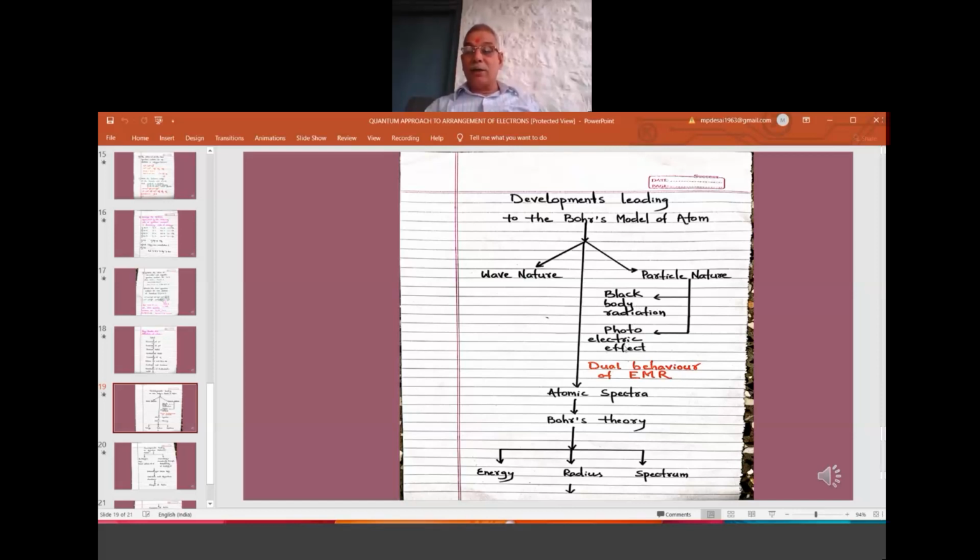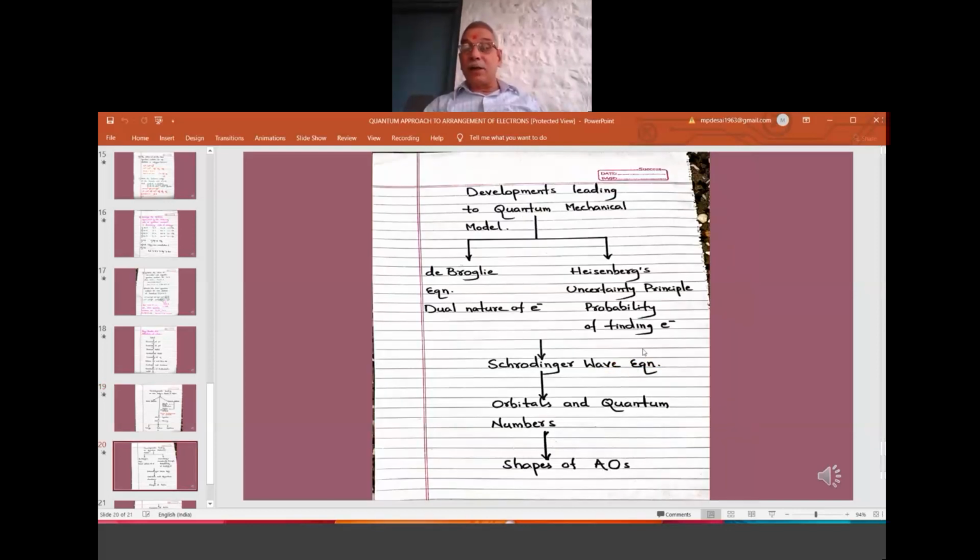So we concluded the dual nature of light. Afterwards, we learned atomic spectra, emission and absorption. Then we understood Bohr's theory and the failures of Bohr's theory. Some derivations we have done, energy and radius. So all this we have done. Then afterwards we go to the development that leads to the quantum mechanical model.